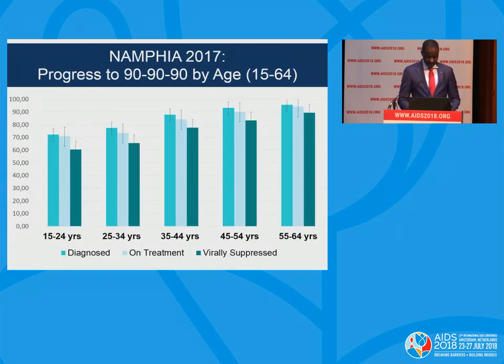Here we see the 99 cascade by 10-year age range from 15 to 64 years. Notably, only 72% of the adolescents and young adults aged 15 to 24 years who tested positive in the survey were aware of their positive status. This is much lower than for older adults, obviously, and linkage to ART initiation remains strong across the age bands.